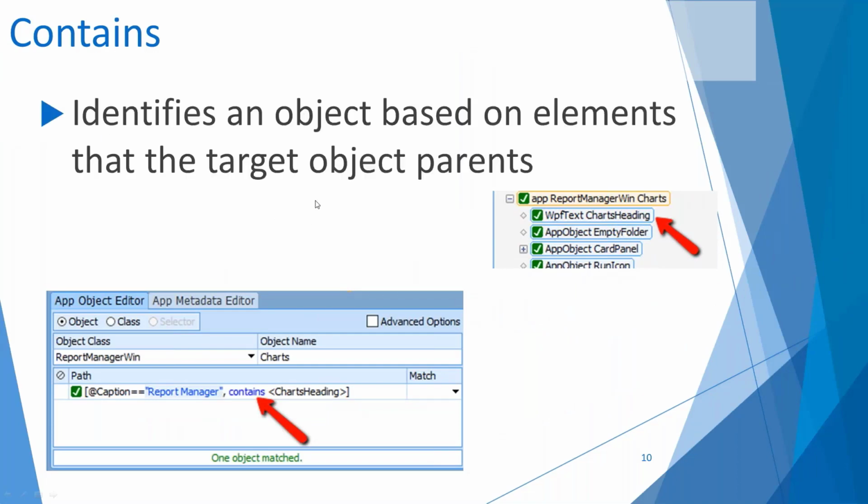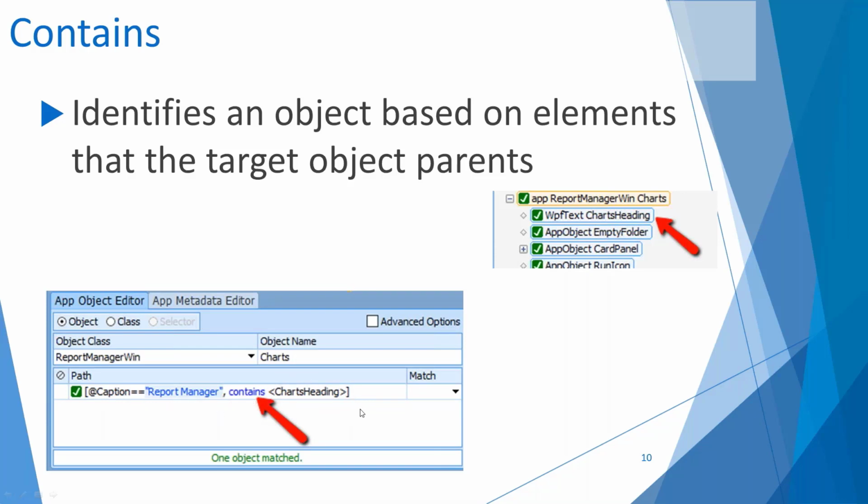Contains, that's probably the second most used type of path. This is where we're identifying the object based on some element that the target object parents or contains. So for example, here is something called the Report Manager Win charts. And it has some children, including the charts heading. And so you can see here in the path statement, we're saying, well, the charts object has a path statement where we're using the caption equaling Report Manager, but it also contains the charts heading.